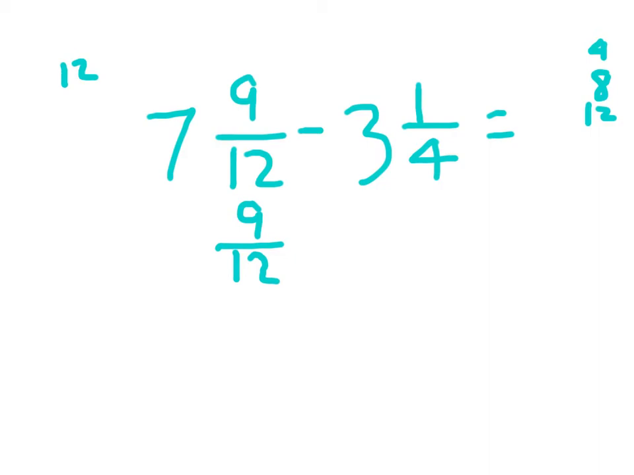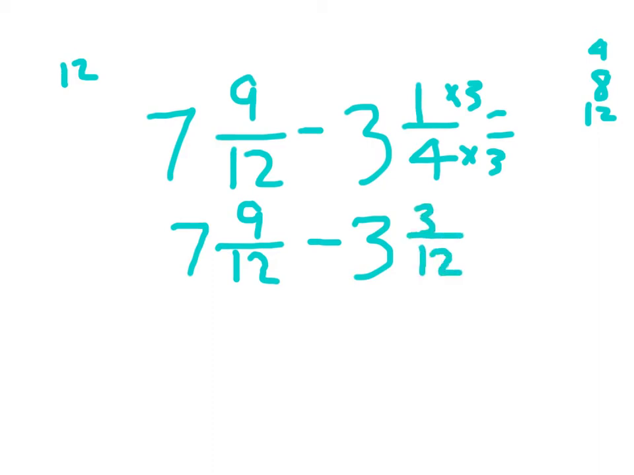So we have 7 9/12 minus 3, and how many 12ths? So again, do the same thing in the numerator and denominator. 1 times 3 is 3, 4 times 3 is 12, and I have this equation now to solve. 7 9/12 minus 3 3/12. The answer to that, 9/12 minus 3/12 is 6/12, and 7 minus 3 is 4. 4 6/12, is that in simplest form?